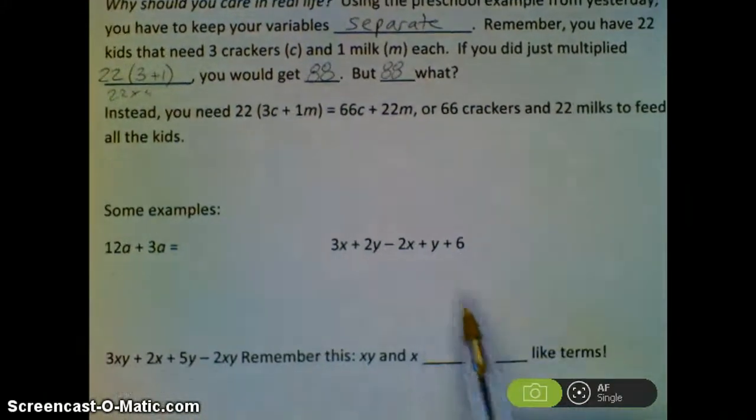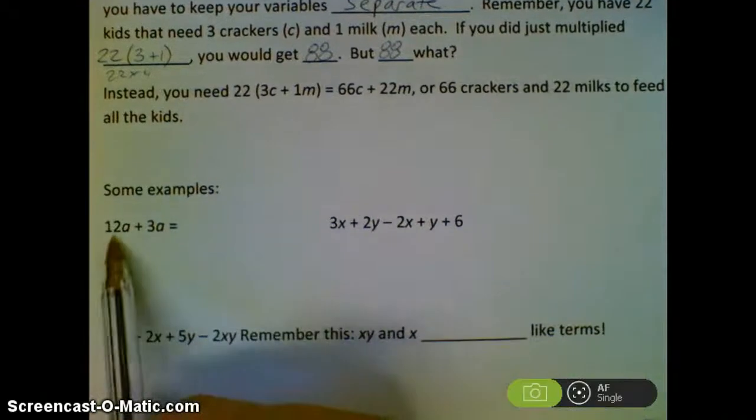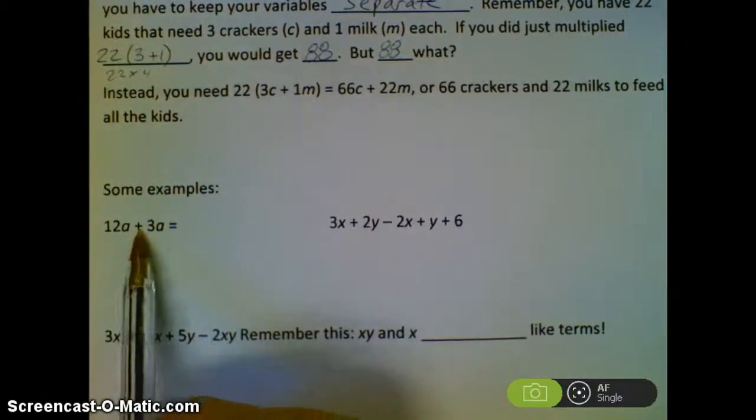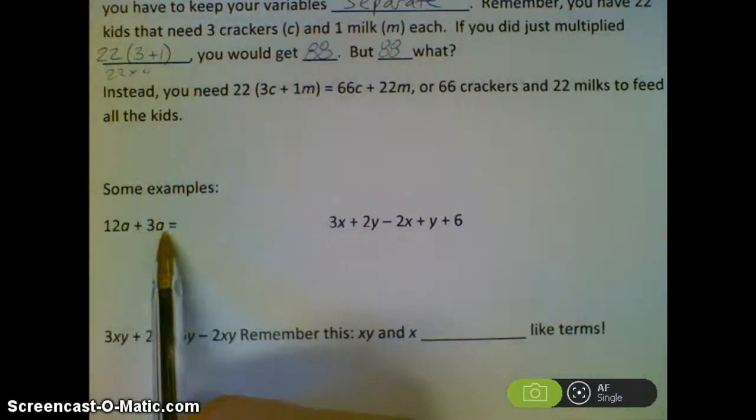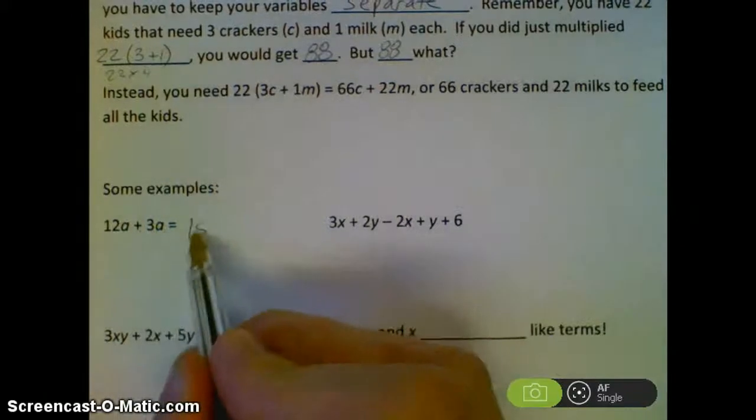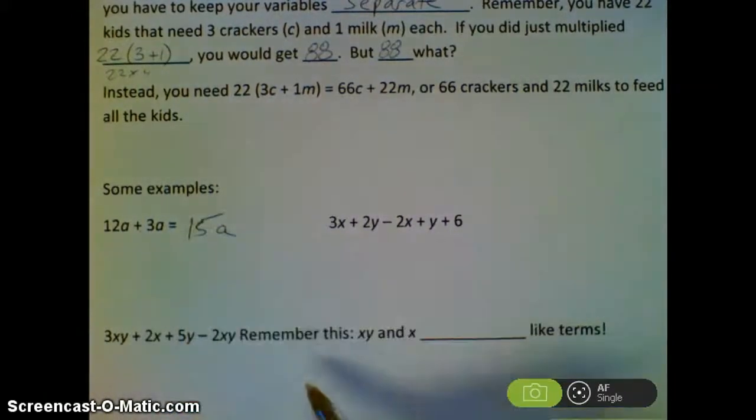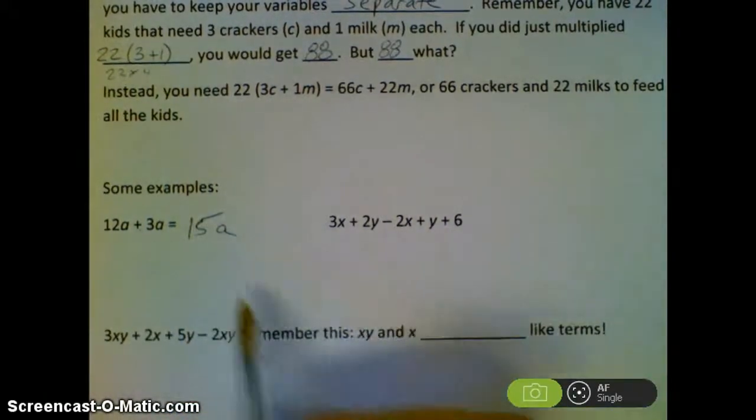So here's some examples to get you started. You've got 12 A's. You add 3 more A's. How many A's do you have? 15 A's. 15 times A.